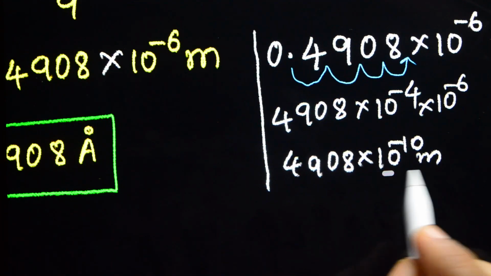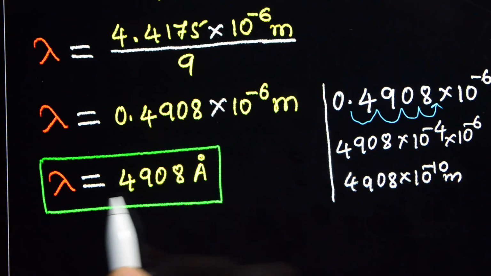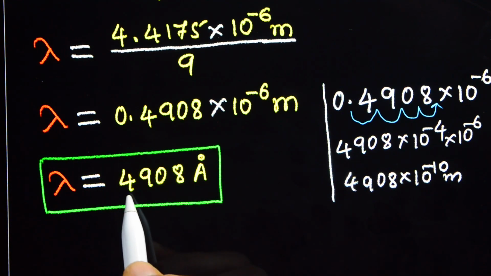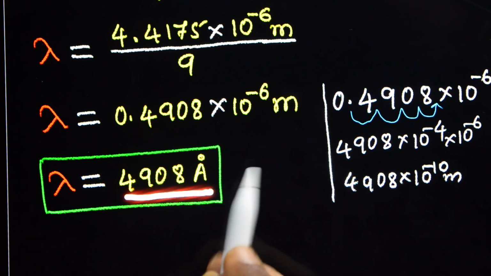10 raised to minus 10 meter, that is angstrom. Therefore, the wavelength of light used here is 4908 angstrom.